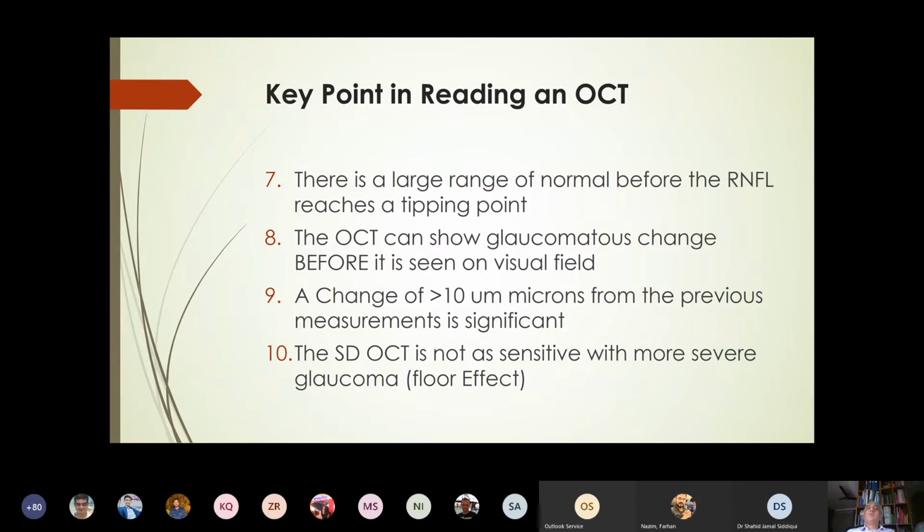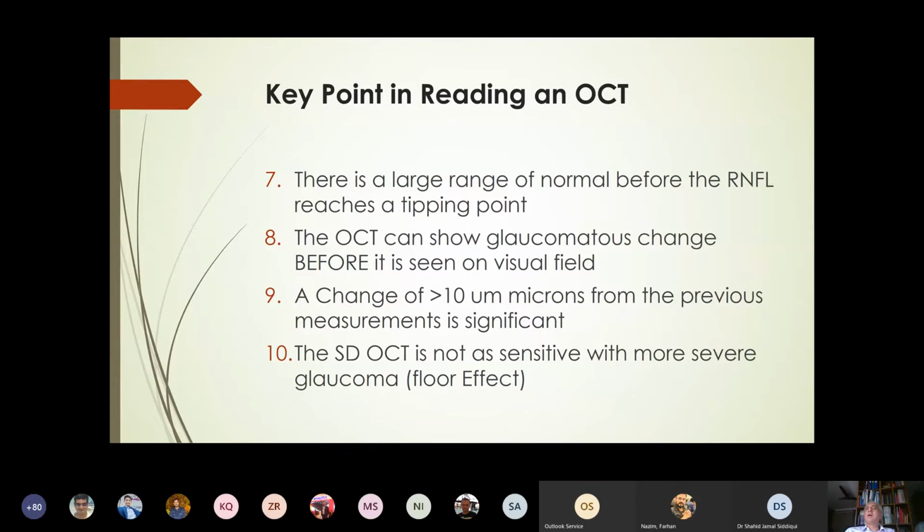And a change of 10 microns from the previous measurement is significant because of the different slides, different pictures which are taken by the machine. There can be some disparity between them. So you give that margin of 10 micrometer. And the last one is the SD-OCT is not as sensitive with more severe disease in glaucoma. That is called the floor effect, which is very important to remember.